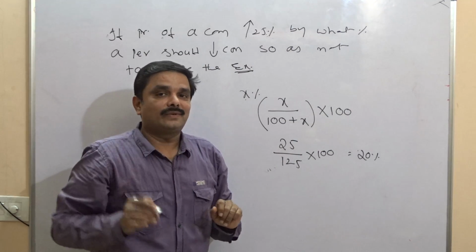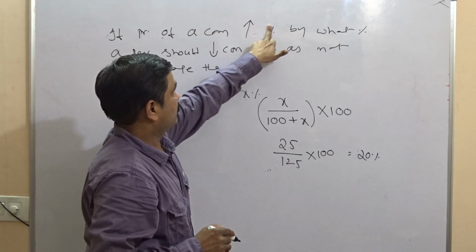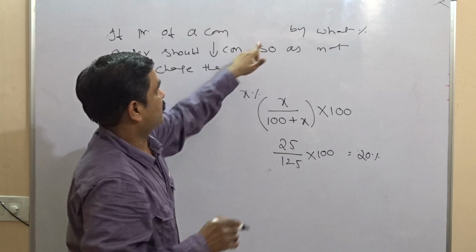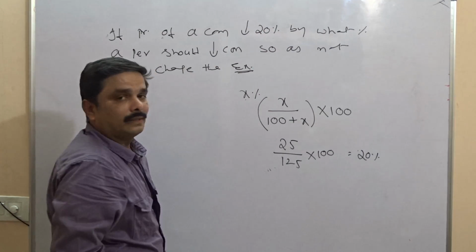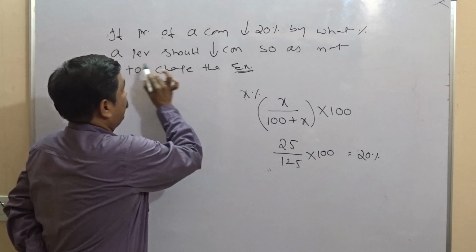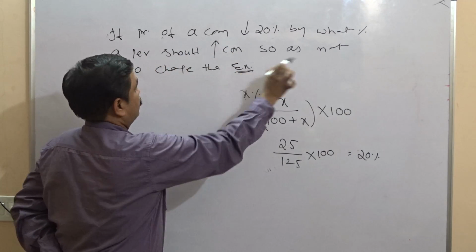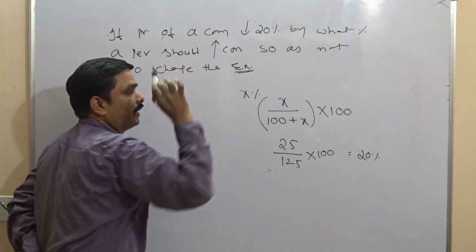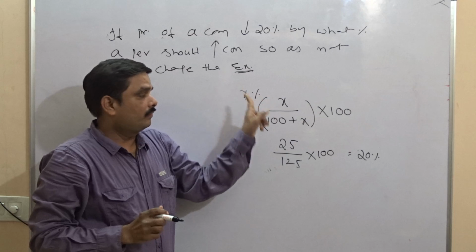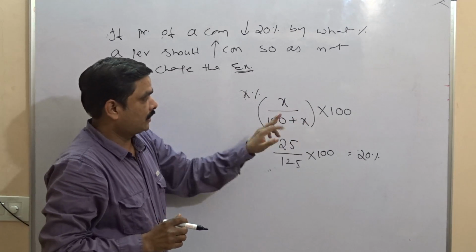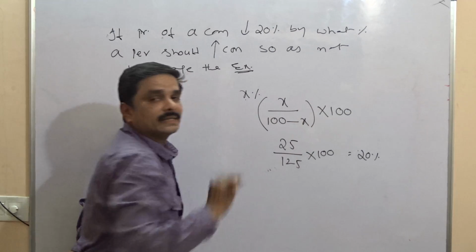Now let us change the question. We'll do it another way. The price of a commodity is, let us say, decreased by 20%. Now by what percent should a person increase the consumption so as not to change the expenditure? Now I'll do this question directly with the shortcut. We will use the same formula. The only change is that instead of plus it should be minus.